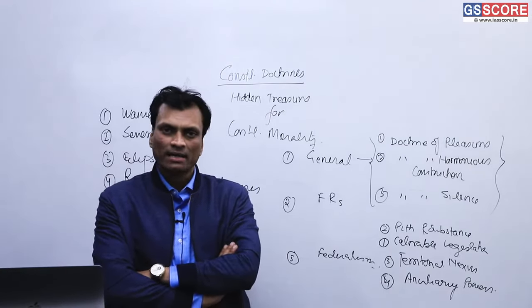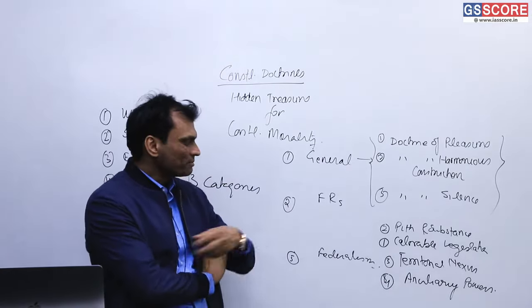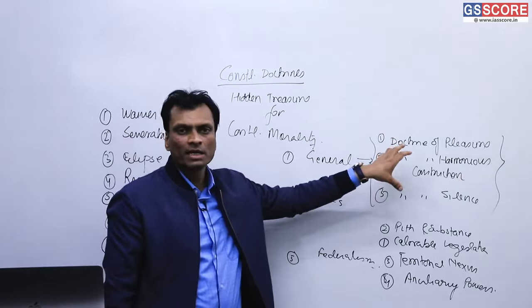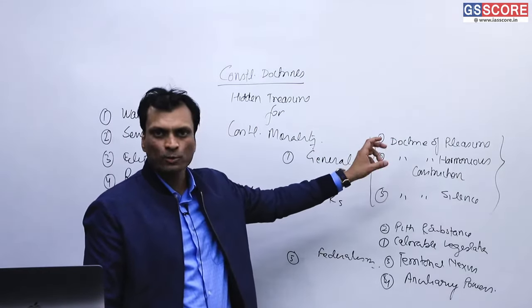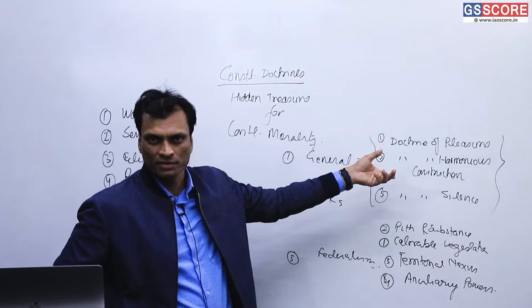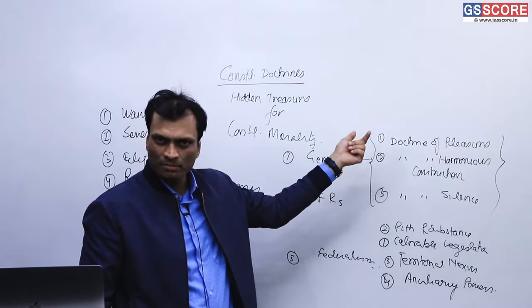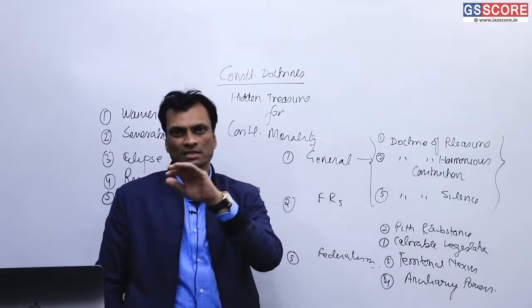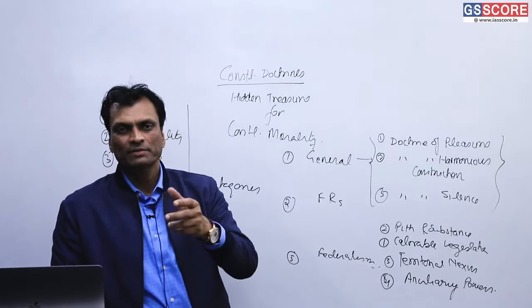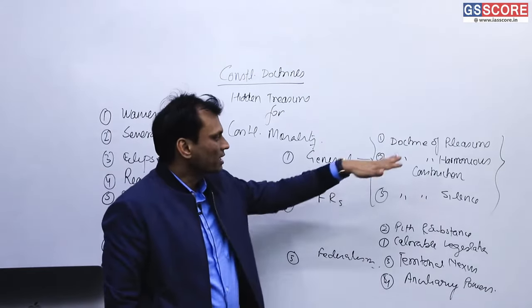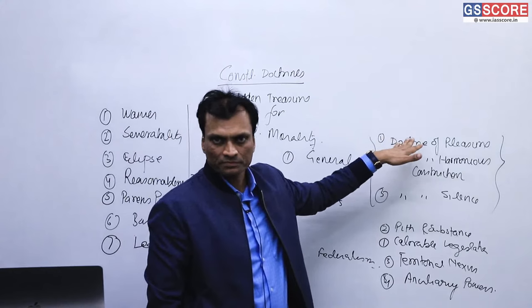And then I'll take one doctrine in detail. So basically, I'll define all of them in one line or 20 words, you can say. It's like giving an interview. If somebody is asking, what is the doctrine of pleasure? You will have to tell, okay, sir, this is what it is. So a 20-word answer. So let's start with the doctrine of pleasure.